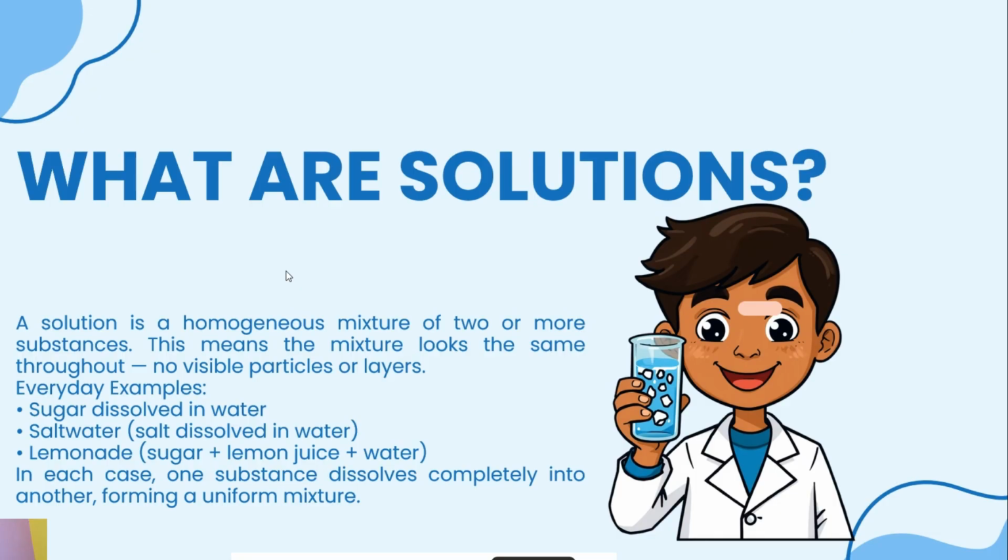What are solutions? A solution is a homogeneous mixture of two or more substances. This means the mixture looks the same throughout, with no visible particles or layers. Everyday examples: sugar dissolved in water, salt dissolved in water, lemonade, which is sugar plus lemon juice plus water. In each case, one substance dissolves completely into another, forming a uniform mixture. So basically, a solution is defined as a solute that completely dissolves in a solvent.